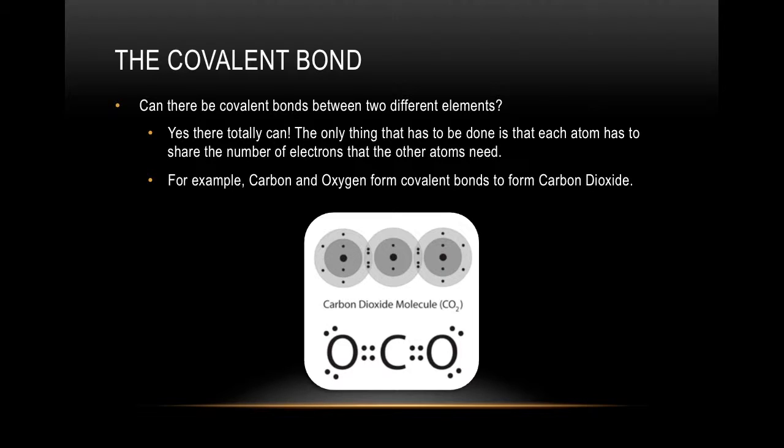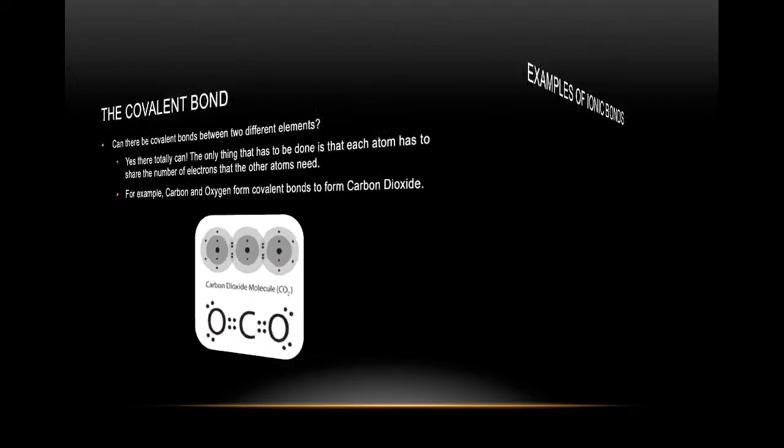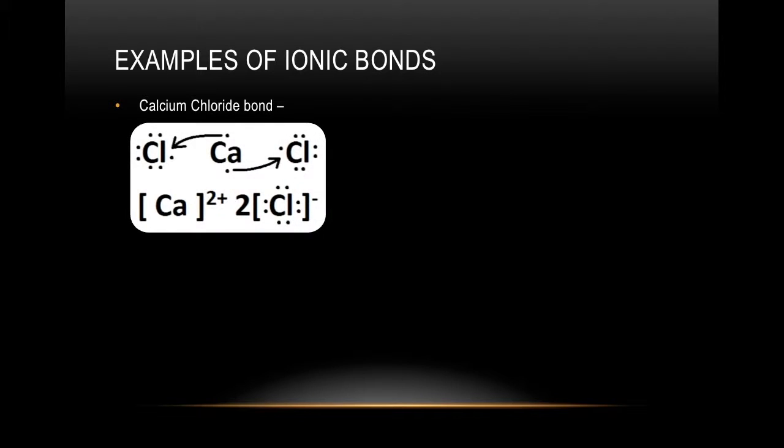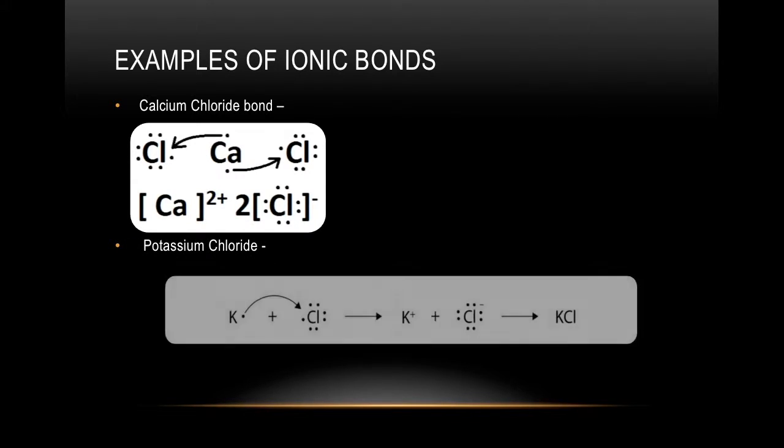So what carbon does now is that it gets another oxygen atom and says, "Hey, I want to help you too. Can you help me?" And that's basically what they do. It forms bonds with another oxygen atom. So let me tell you a few examples of the ionic bonds. We have calcium chloride, of course, where calcium has 2 valence electrons, and both the chlorines need 1.